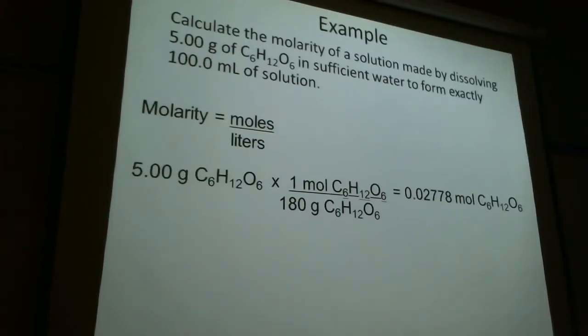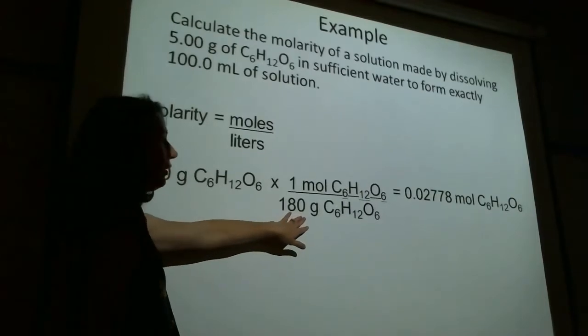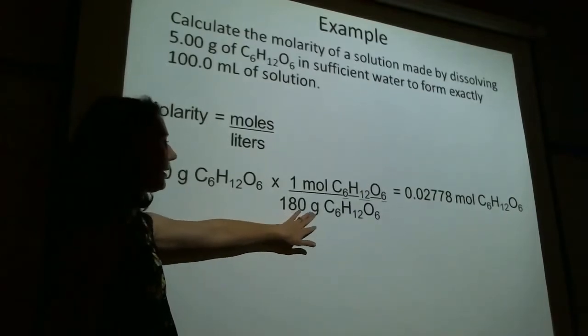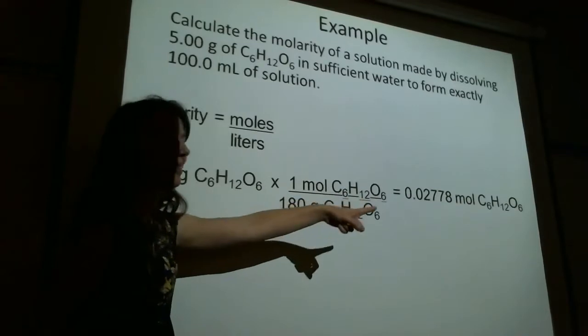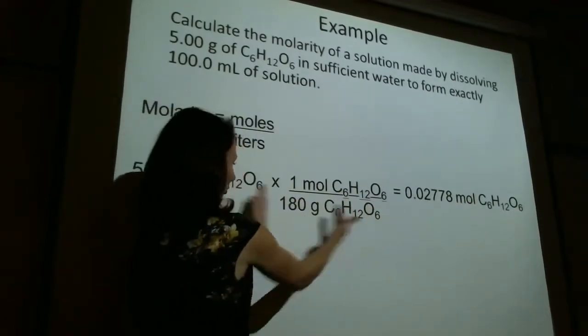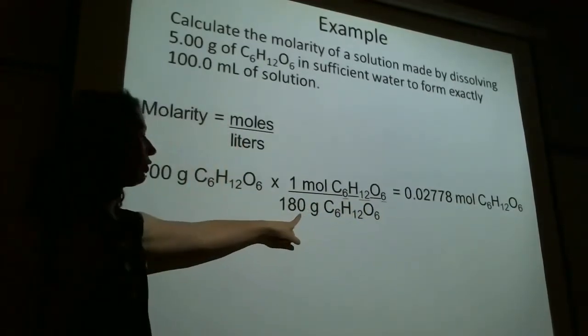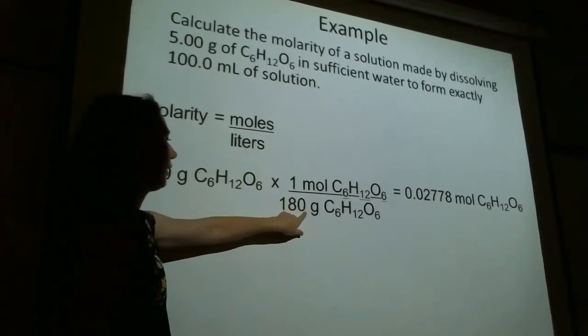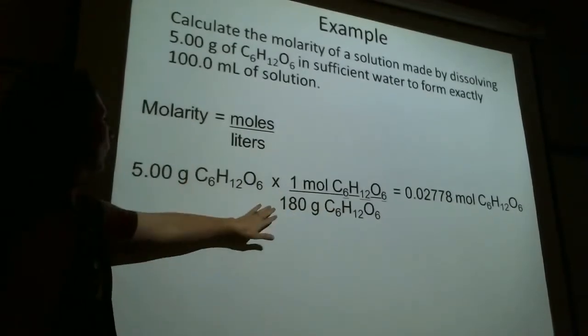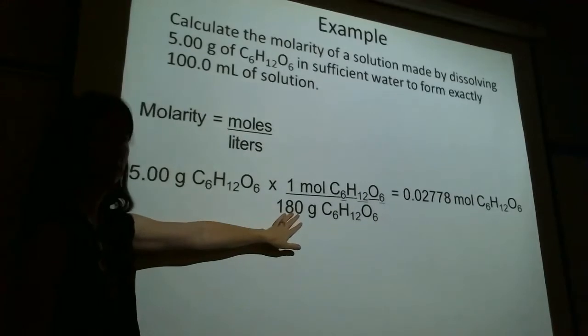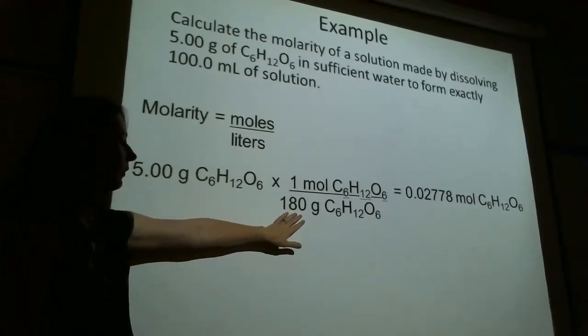So I convert grams to moles. Where did this 180 come from? By the way, don't round your molar masses. I rounded it because I was running out of space. I wanted to make this conversion factor smaller. So I just rounded, but normally you carry out those decimal places. Where did this come from? How did I get that 180?